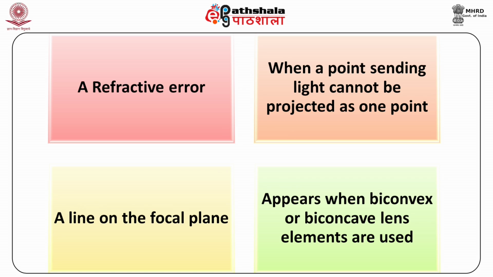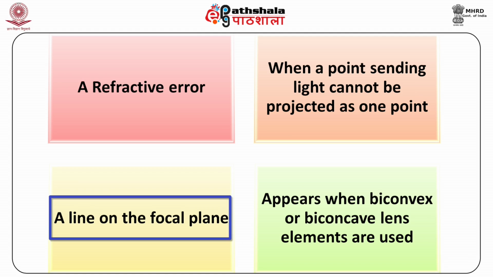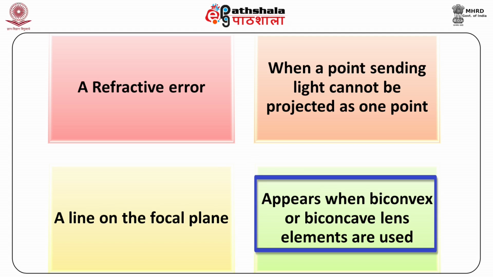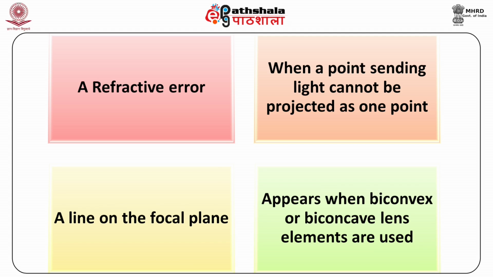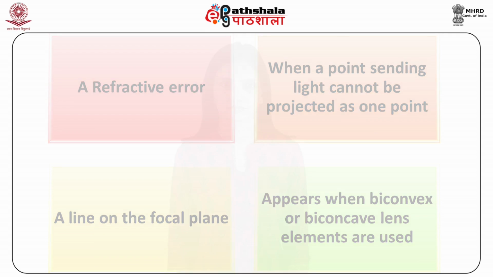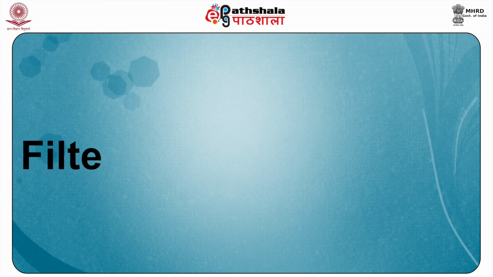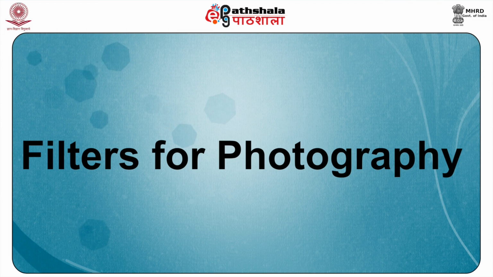Another explanation is that astigmatic lenses fail to represent the vertical line form into the same image plane. This effect mainly appears when biconvex or biconcave lens elements are used. It has been observed that all lens defects can be minimized by a combination of positive and negative lenses and modification of design and coating. Next, we will study the filters for photography.